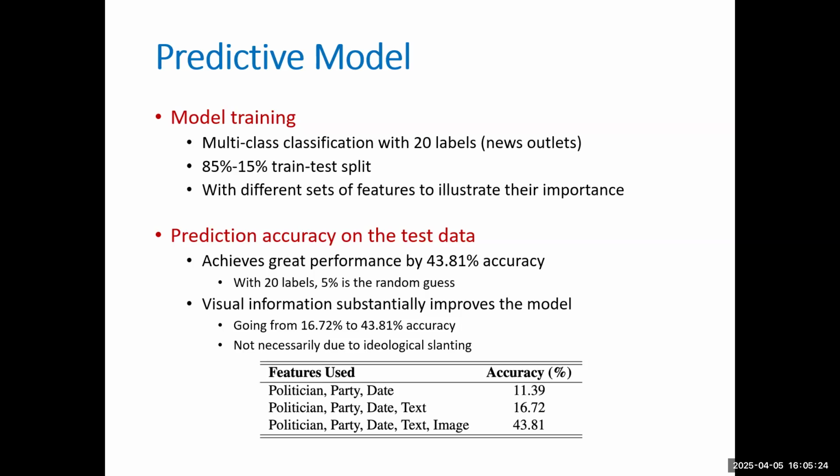Another thing is that the image input seems to be very valuable for this prediction task. So the performance goes from 16% accuracy to 43%. So there's a huge jump here, and it is obviously not all attributed to slanted preferences for images, but we know that the information in the image plays a big role.